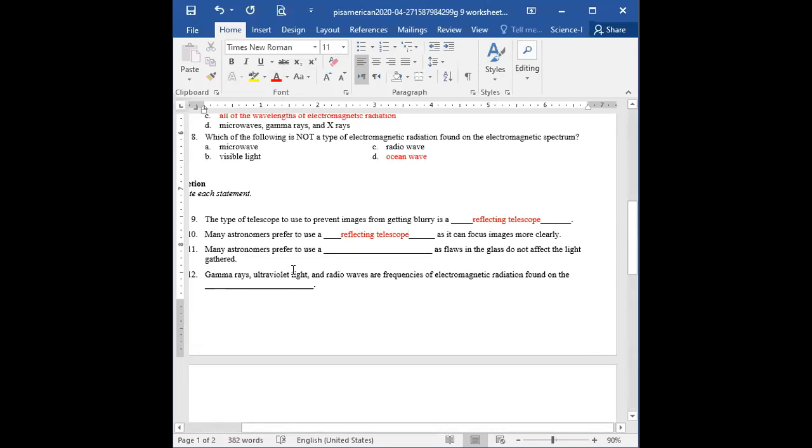Then many astronomers prefer to use space as it flaw in the glass does not affect the light gathered. Okay, so what is the answer? Yes, Bhumika? Refracting telescope. Which one? Reflecting. Just as we said, they are the same meaning, as flaw in the glass does not affect the light gathering, because actually the light will be reflected, it will not pass to the other side like what would happen in the lens in the refracting telescope. So also reflecting.